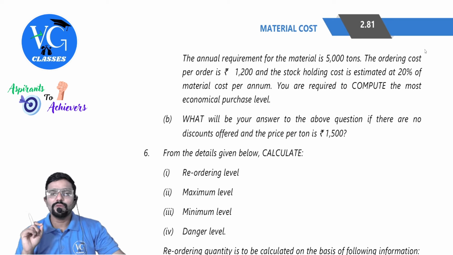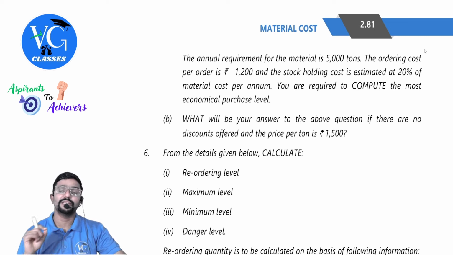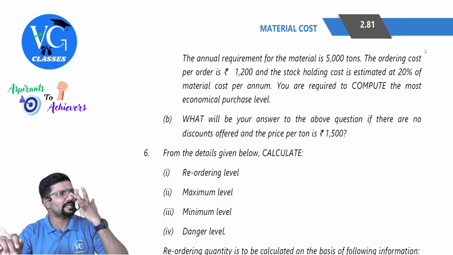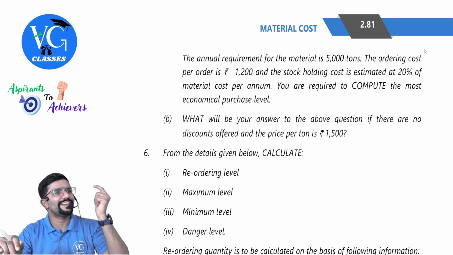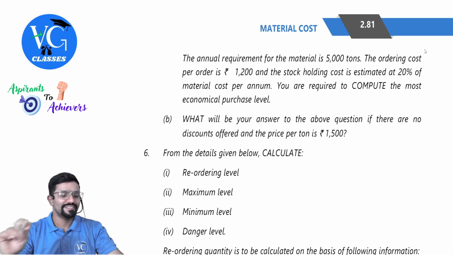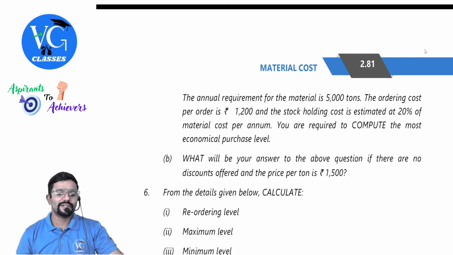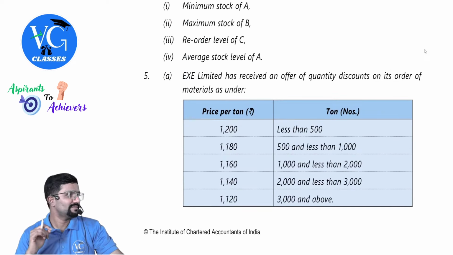Next, B. What will be your answer to the above question if there is no discount offered and the price per ton is 1,500? So however much you purchase, the price per ton is 1,500. Now we will apply the EOQ concept. For this we will apply the EOQ concept and tell where the cost would be minimum. But for the first part we cannot apply the EOQ concept.